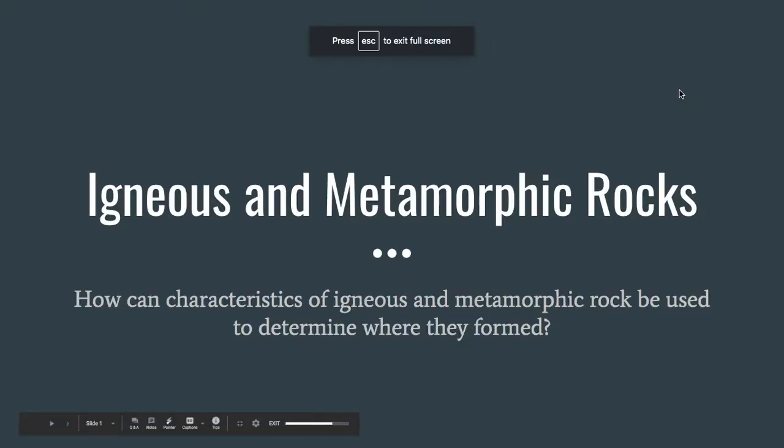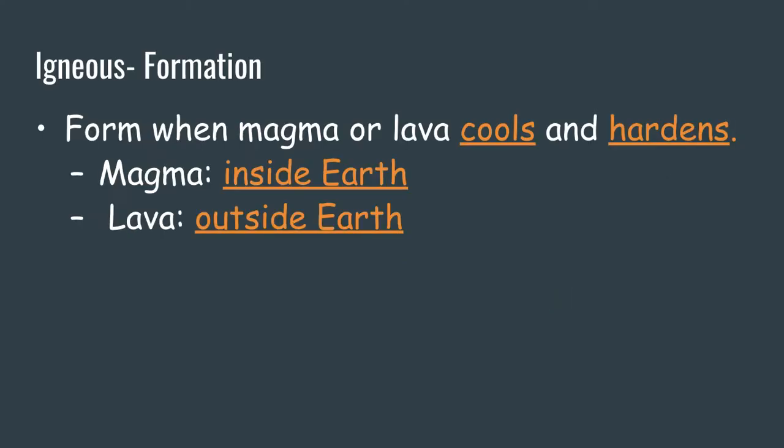Here we go. Fantastic. So how can we tell where rocks are formed, and under what conditions they're formed, just by looking at them? All right, so let's start with igneous rocks, just a refresher from yesterday. Igneous forms when magma or lava cools and hardens or solidifies.